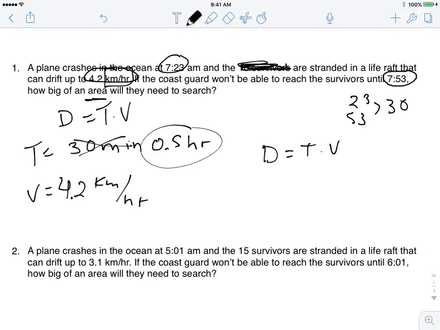Okay, so when I plug this stuff in, we know I've got distance equals time times velocity. So I'm going to take my time and put it in there. I'm going to take my velocity and put it in there.